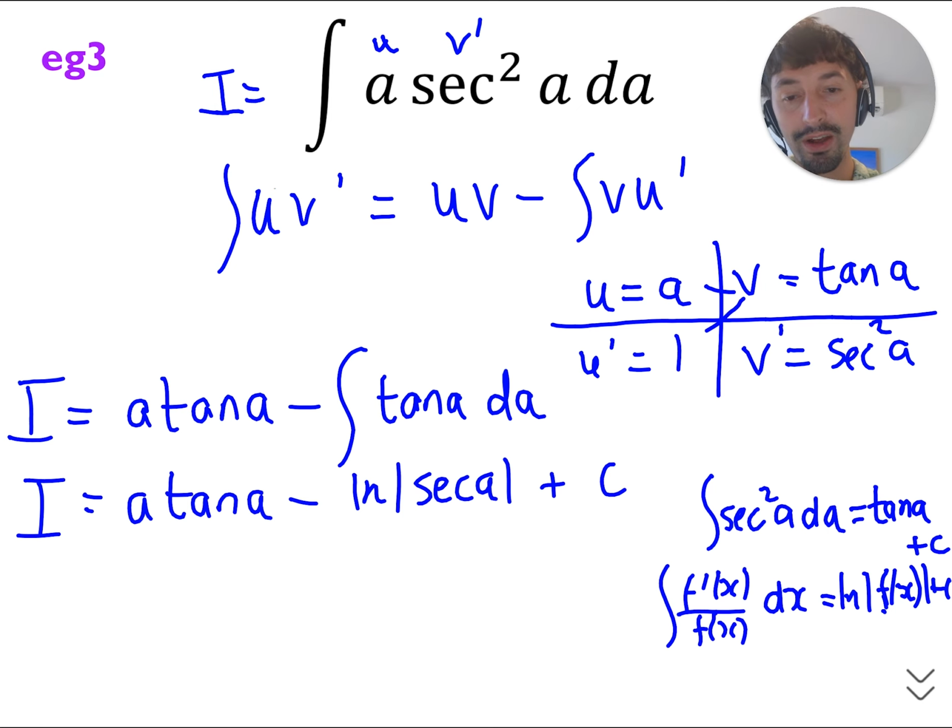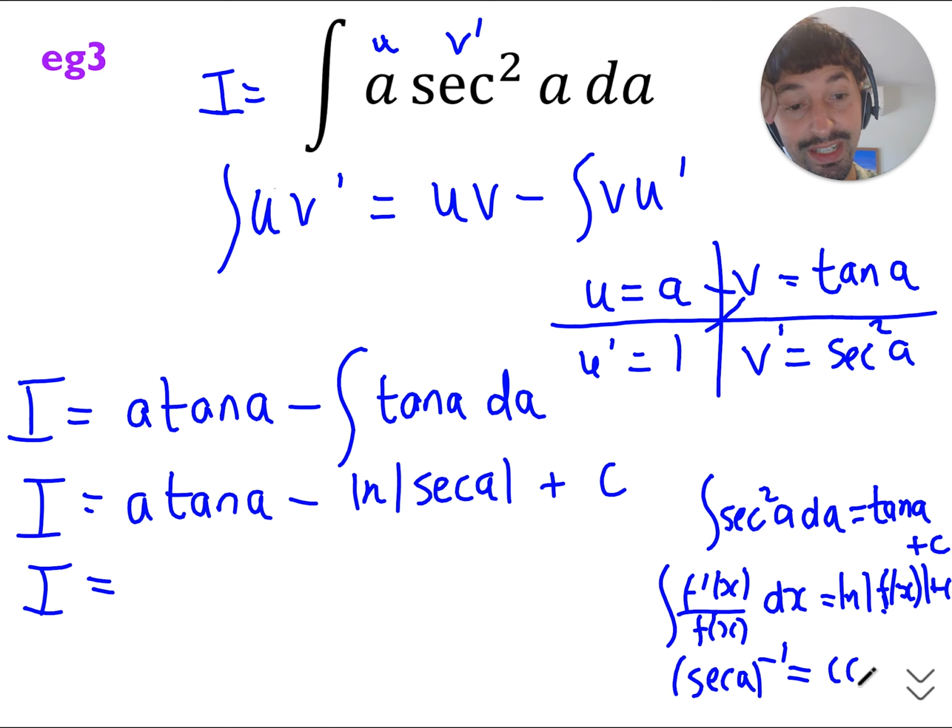If we remind ourselves of our rules of logarithms, you can leave your answer like this. But because you've got a negative out in front, that actually means we can take that up as a power. So if we have sec a to the power of minus 1, that's just 1 over sec a, and 1 over sec leads us to cos a.